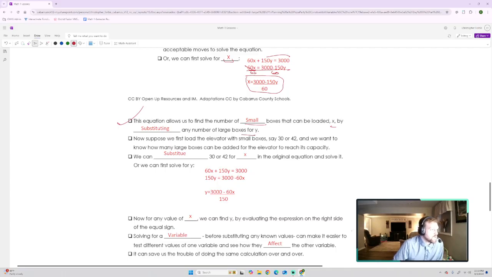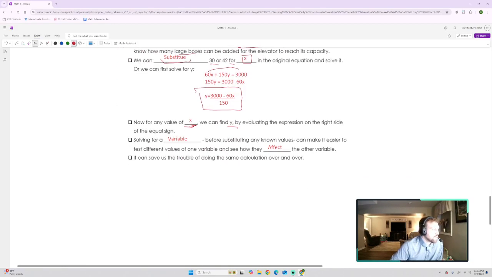And now suppose we first load the elevator with small boxes, say 30 or 42, and we want to know how many large boxes can be added for the elevator to reach its capacity. All right, well again, we're going to substitute the 30 or the 40, but this time in for X because it's asking us to solve for it. And just like before, if we want to make it a little bit easier, we can solve for Y by itself. Move 60X to the other side, divide by 150, and get this equation. And now that we know what the value of X is, we can find Y by plugging the value into the right side of the equation.